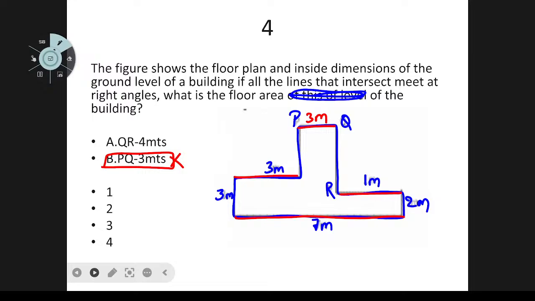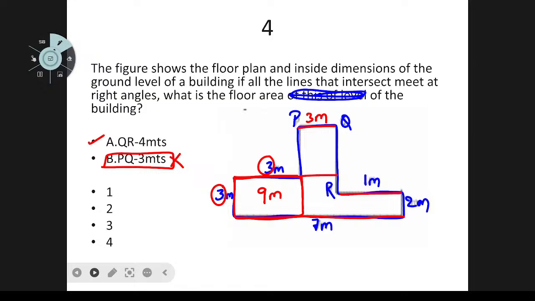Let's see. If I draw it like this, I just have to know the area of the whole building, right? This area I know, because length is 3 meters and breadth is 3, so 3 into 3 is equal to 9. I need not calculate. I just have to tell whether I can calculate or not by using the first statement. I need not calculate, I am just doing it so that it is not difficult for you.